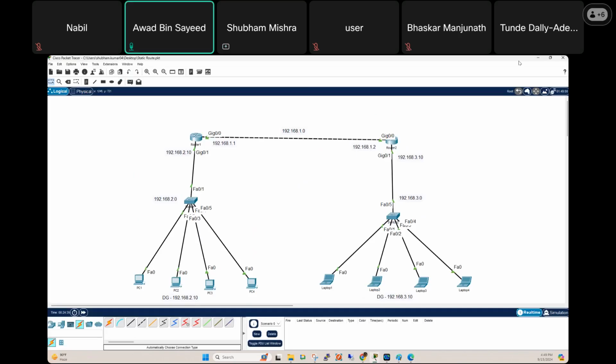At every router interface, the TTL value drops by 1. Yes. Just a minute. Router 1, router 2.